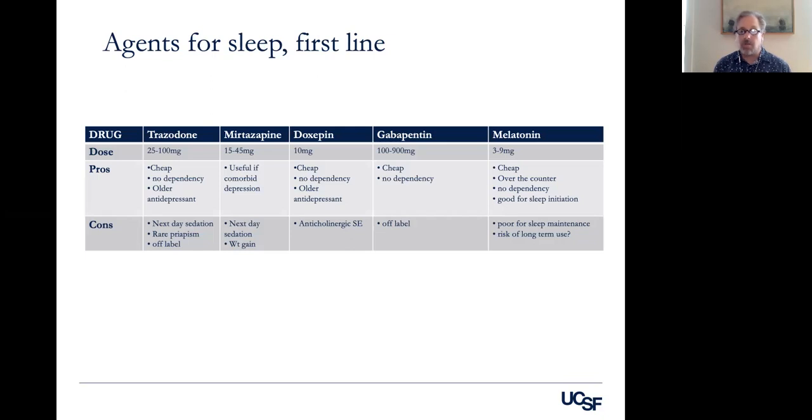Melatonin is also available over the counter. That's that hormone that your brain produces in response to darkness that signals the time to go to sleep. Now, this is good for getting somebody to fall asleep. So somebody who has early insomnia, initiation insomnia. It doesn't really keep you asleep. So for people that have middle or late insomnia, this is probably not going to be ideal.